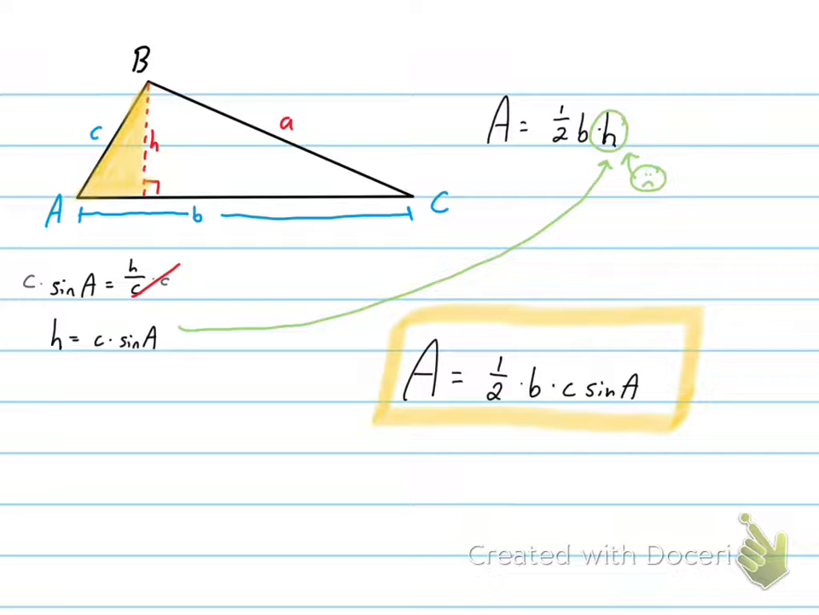What's nice about this formula is we can measure an angle and two side lengths, and we can find the area of any triangle from there without knowing the height, the perpendicular height.